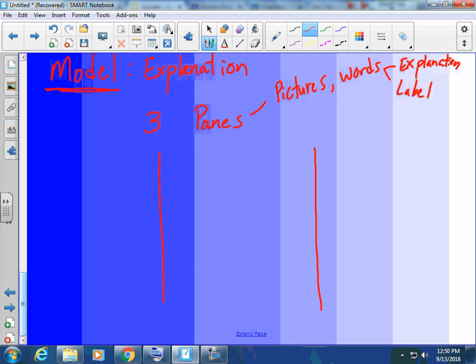So here are the 3 sections that you're going to be doing. Your first one is going to be explaining what's going on when the flame is burning brightly. Okay, so that's going to be your first pane. You're going to explain what's going on when the flame is burning brightly.